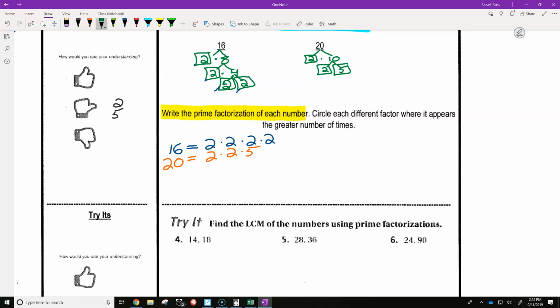Okay, here's the trick. I have two numbers with prime factorizations. I wrote mine color-coded to help you. A blue and an orange. I can only take from one group at a time, and once I take a number from one group, I lose the ability to take it from another group.